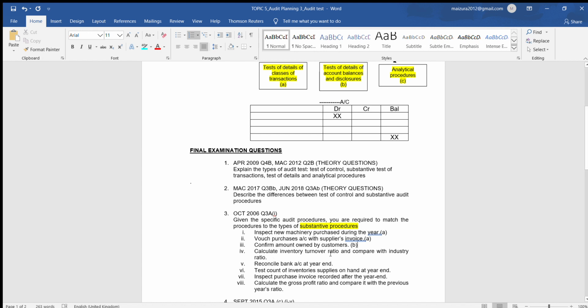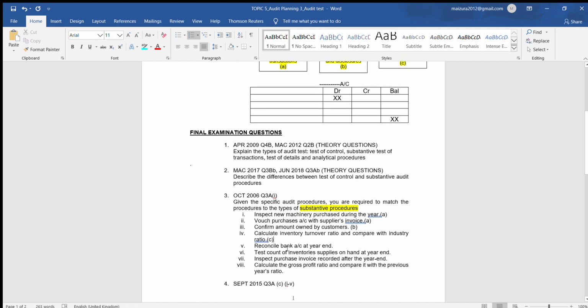Now, calculate inventory turnover ratio. When it is a ratio, the answer would be C. Alright, reconcile bank account at year end. What is this? You're looking at the balance. You are not looking at one by one. Okay, this is B. Test count of inventory supplies on hand at year end. This is also looking at the balance after considering the debits and credits.